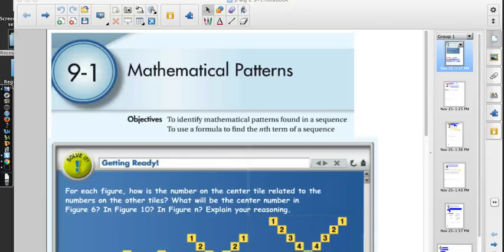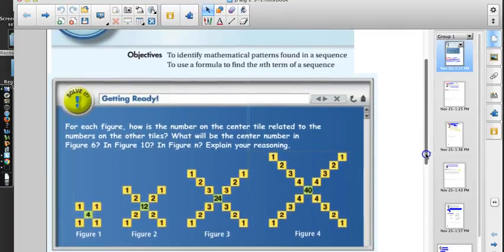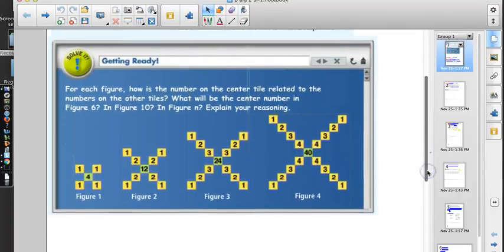And we want to build some formulas here and be able to use formulas to find what's called the nth term of a sequence. The nth term of the sequence is when you say, I want the third term of the sequence. I want the fifth term of the sequence. And you only want one. You don't necessarily need the whole thing.